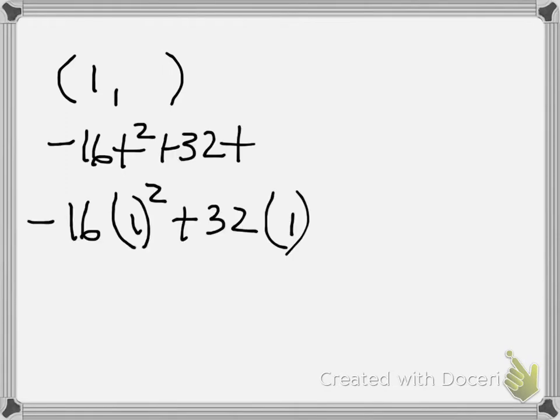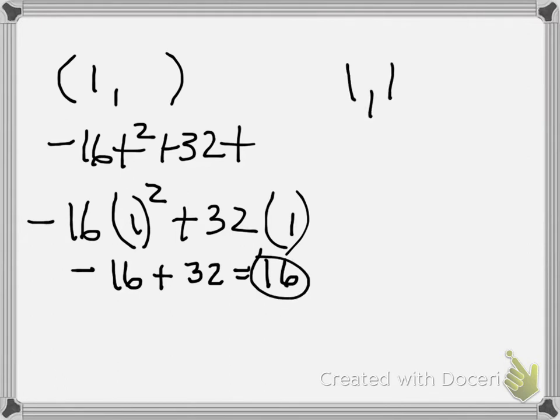Okay, we'll go on the next page. The y of this vertex, the way you always get the y is that you plug the x in. 1 squared is 1, and then you times that 1 by negative 16 and get negative 16. And then you add it to 32 times 1, which is 32, and you get 16. So my vertex is 1, 16.